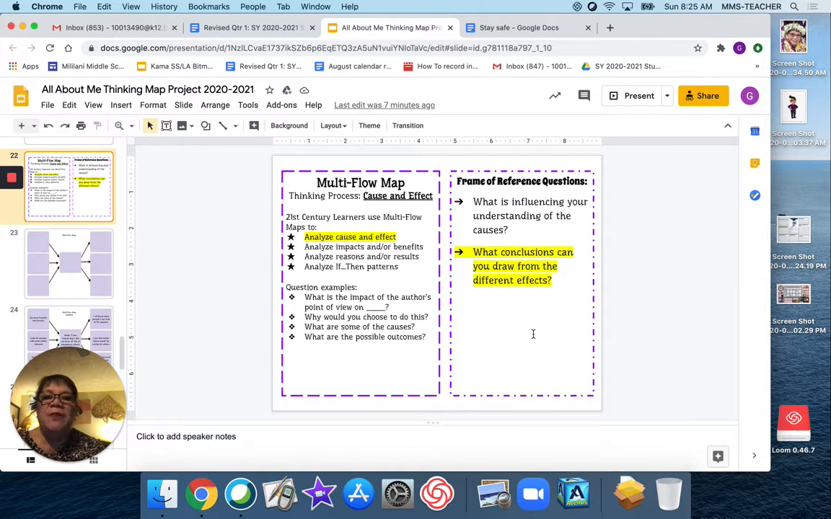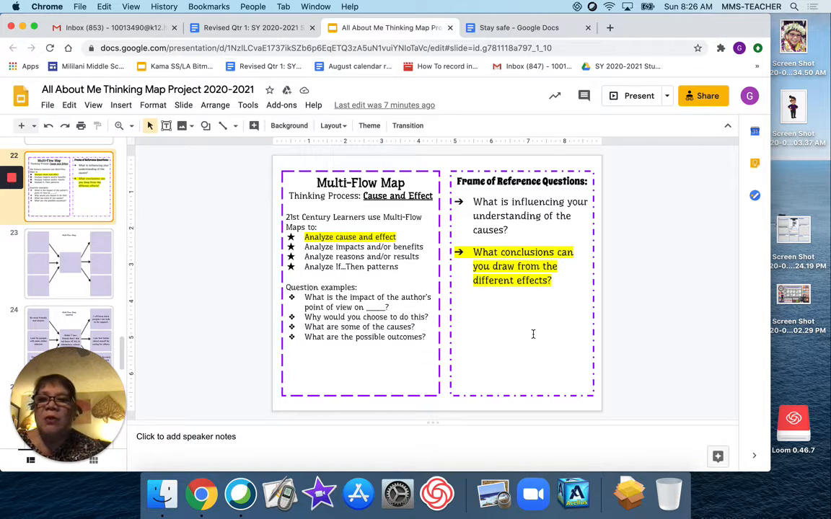Now, the multi-flow map thinking process is focusing on cause and effect. 21st century learners use multi-flow maps to analyze cause and effect, to analyze impacts and/or benefits, to analyze reasons and/or results, and to analyze if-then patterns.